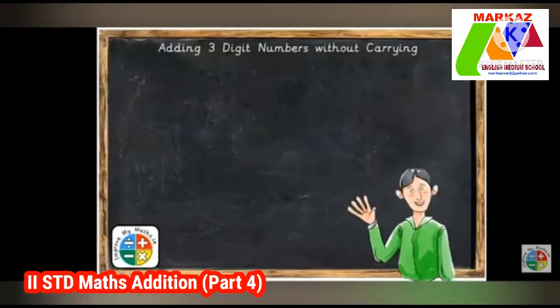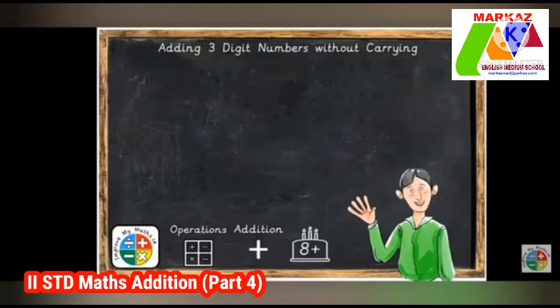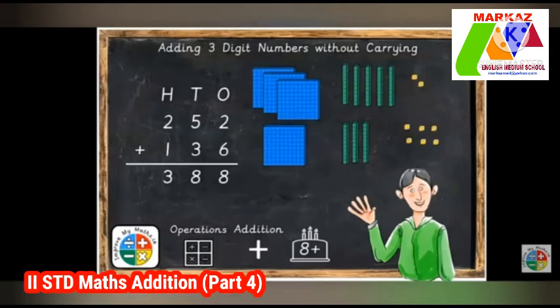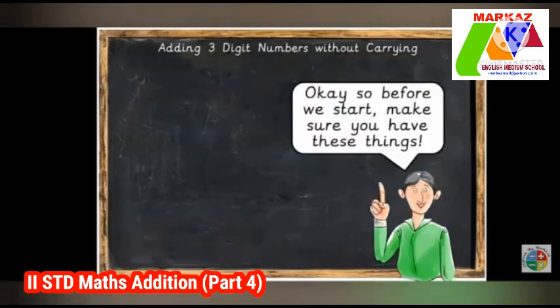In this lesson, we're going to be adding 3-digit numbers without carrying. This topic is part of the area of maths called operations and addition, and it's suitable for children who are 8 years and older. Here's a quick look at what we're going to be doing.